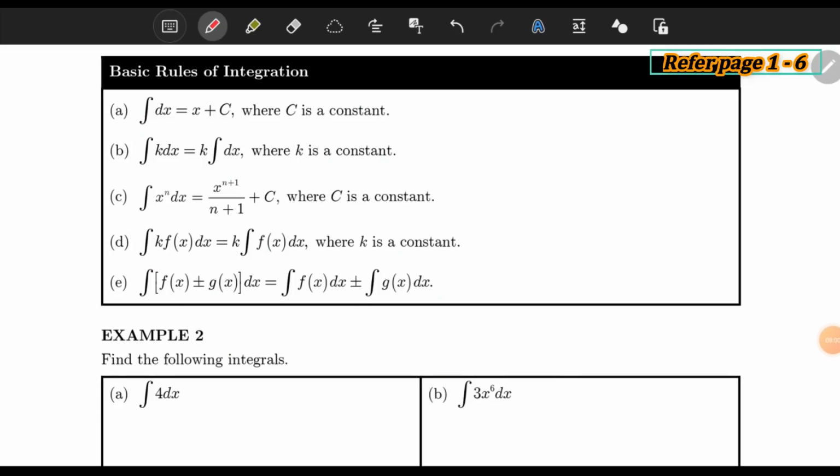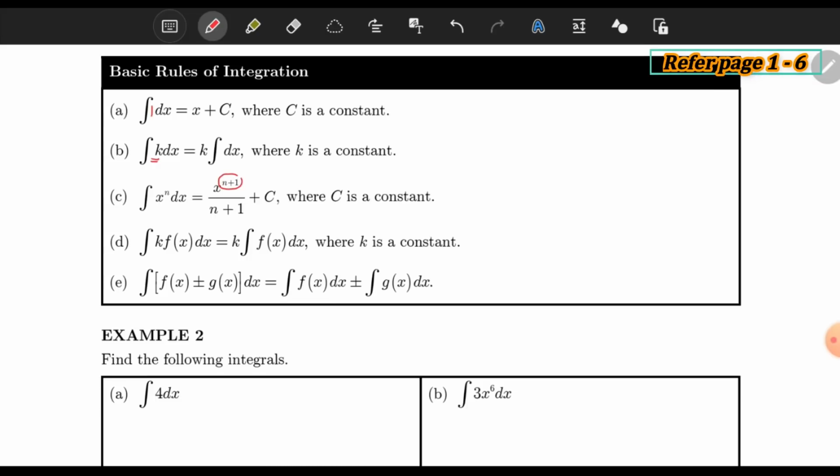Basic rules of integration. Integrate dx, or we can write 1 here, equals x plus c, where c is a constant because this is an indefinite integral. Integrate k, where k is a constant, equals k outside, k integrate 1 dx, or k integrate dx. C: integrate x power of n equals x power of n plus 1.